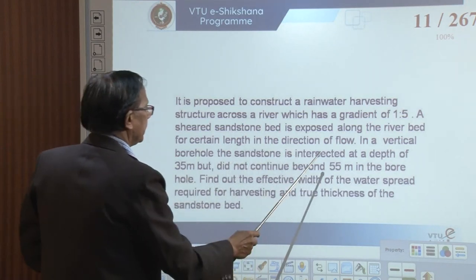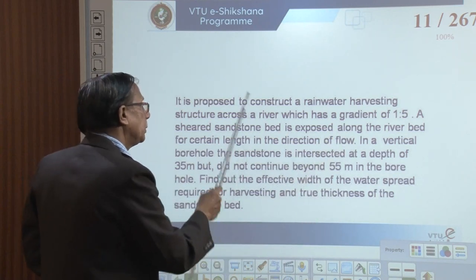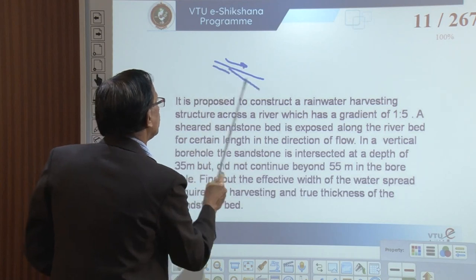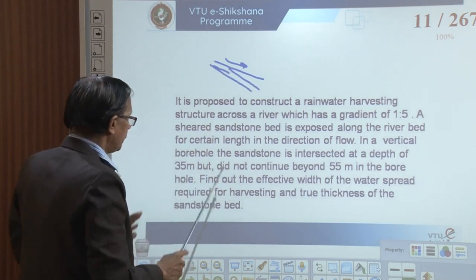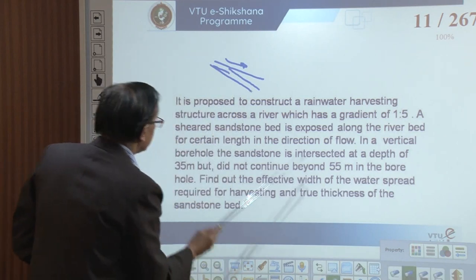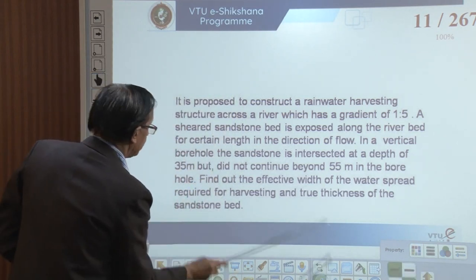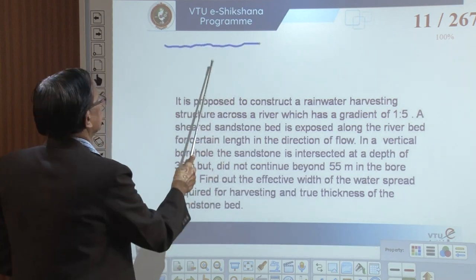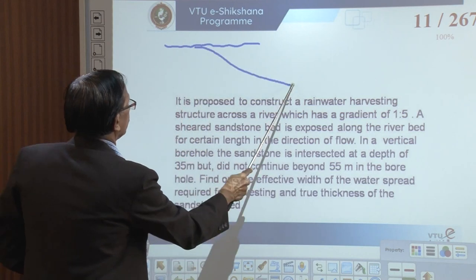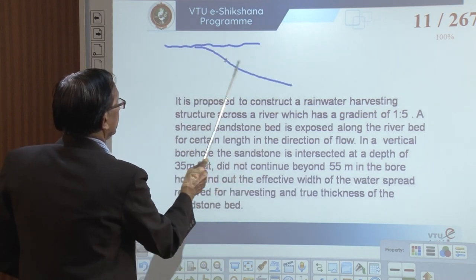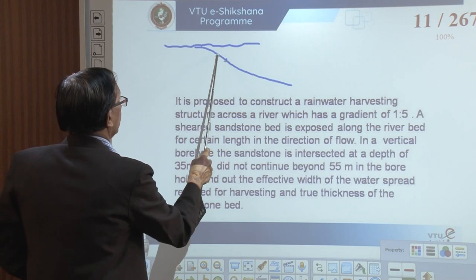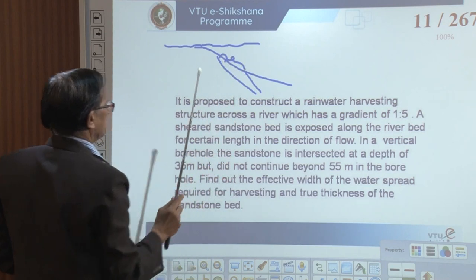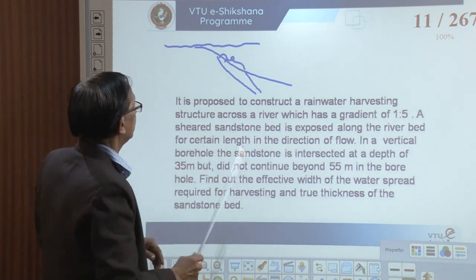Yes. So, for a certain length in the direction of flow, direction of flow means if a river is flowing, in the same direction beds are also sloping like this. Correct. For a certain length. I carefully see, this is the horizontal or assumed horizontal surface. This is the river flow. This is the river bed. Along a river bed, a sandstone is exposed for a certain length. Correct?